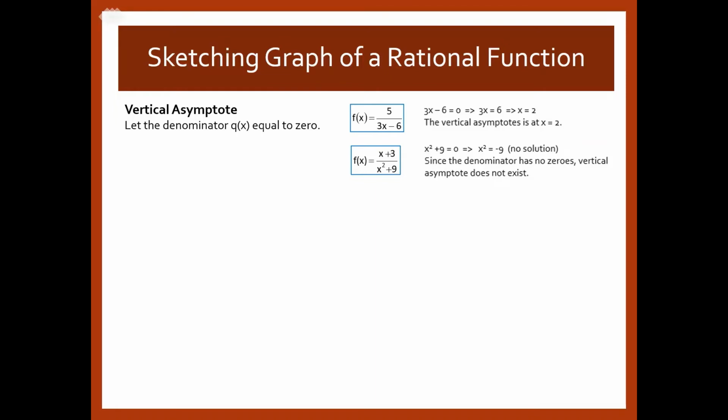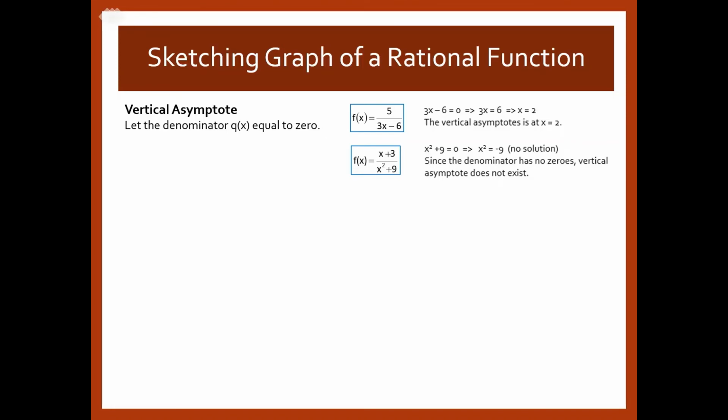By letting 3x minus 6 equal to 0 and simplify, you should obtain x equal to 2. Therefore, the vertical asymptote for the given function is at x equal to 2. For the second example, f(x) equal to (x plus 3) over (x squared plus 9).